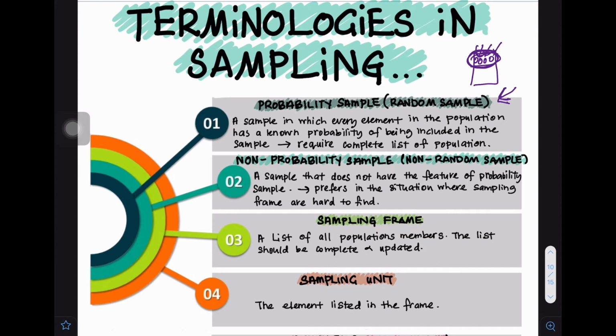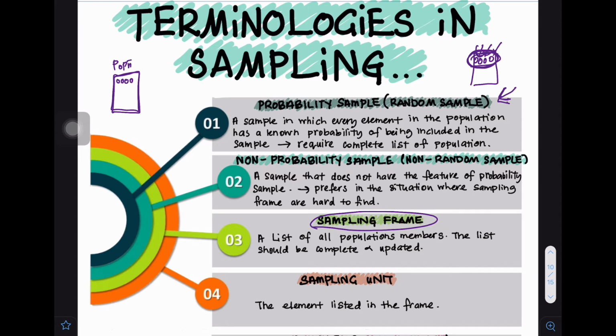So, apa dia sampling frame? So, sampling frame adalah list of all population members. The list should be complete and updated. So, kalau kita ada population, katakanlah population kita adalah pelajar UiTM Jengka. So, we need to have all the list of pelajar UiTM Jengka. So, all this list we call as a sampling frame. Okay, a list of all population members. Dia tak boleh tertinggal walaupun seorang. So, itu adalah sampling frame.